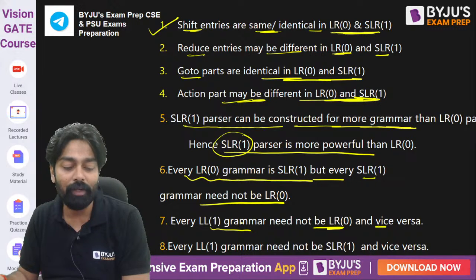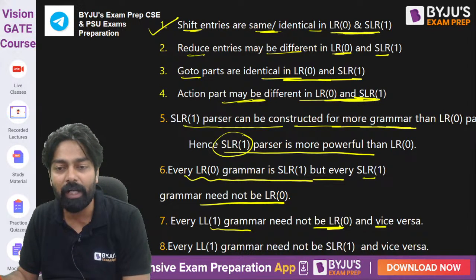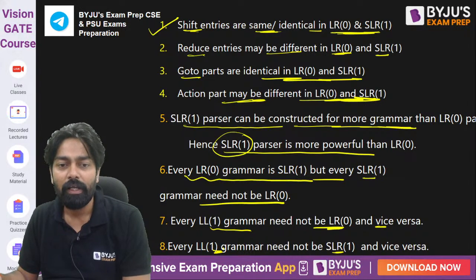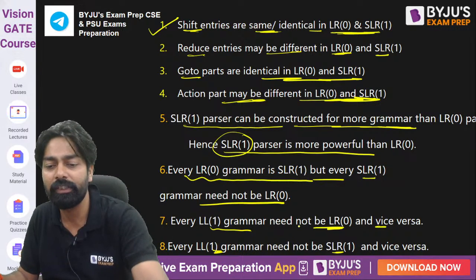See, if a grammar is LL1, you cannot comment about LR0. If a grammar is LL1, you cannot comment about SLR1. Fine. Many people have doubt here. If it is LL1, you cannot say it is LR0. If it is LL1, you cannot say about SLR1 and vice versa. But if it is LL1, it is CLR1 definitely. Fine. It is LR1 or CLR1.